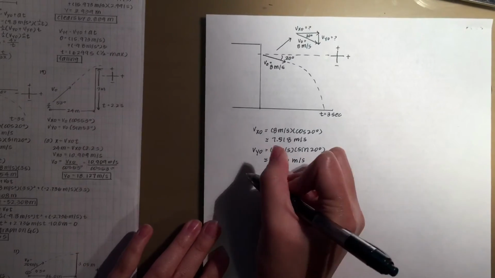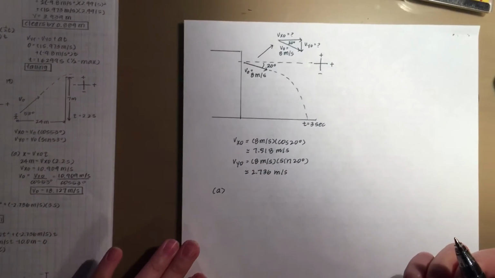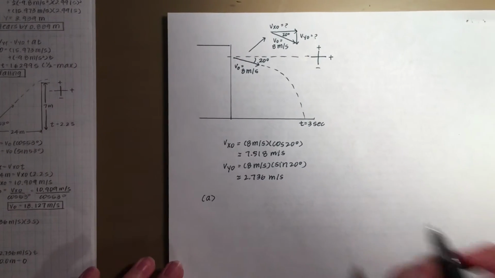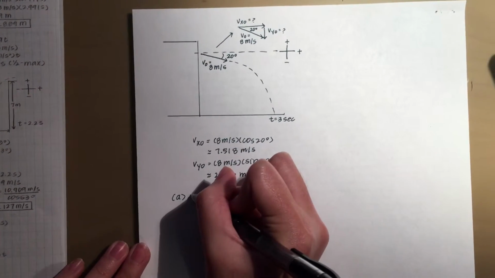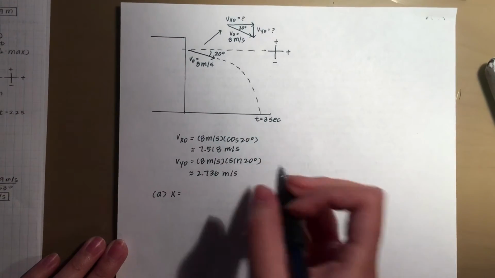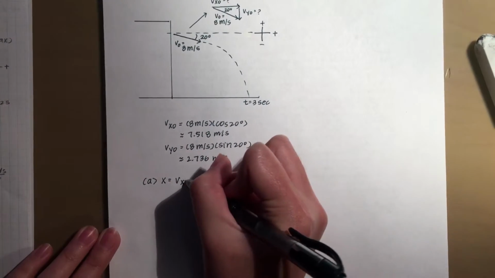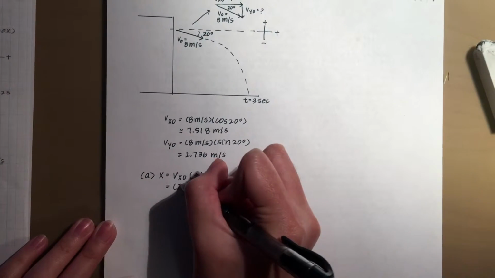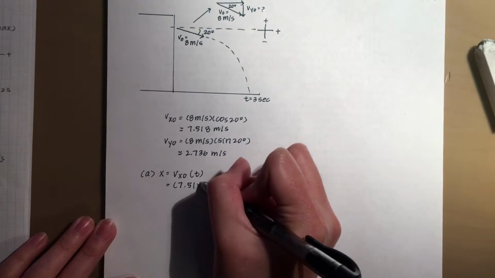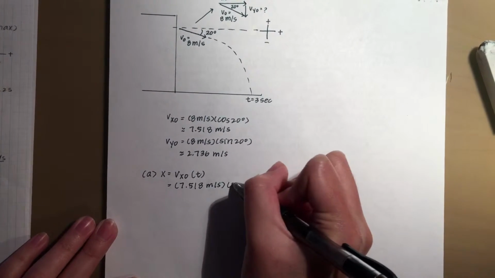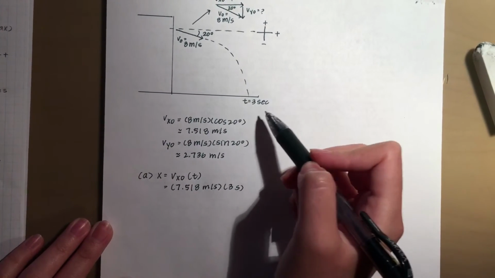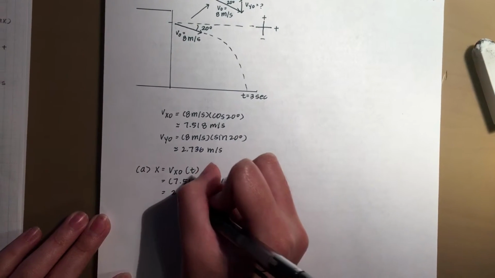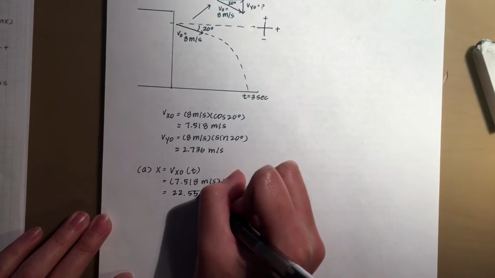So now that we found that, I'm going to go to part A, and that again asks for how far horizontally from the base of the building does the ball strike the ground. So you have your formula that the displacement x is equal to the initial x velocity multiplied by time, and if you just plug in the numbers, it is 7.518 meters per second multiplied by 3 seconds, because we're given that it hits the ground at 3 seconds, and that is equal to 22.554 meters.